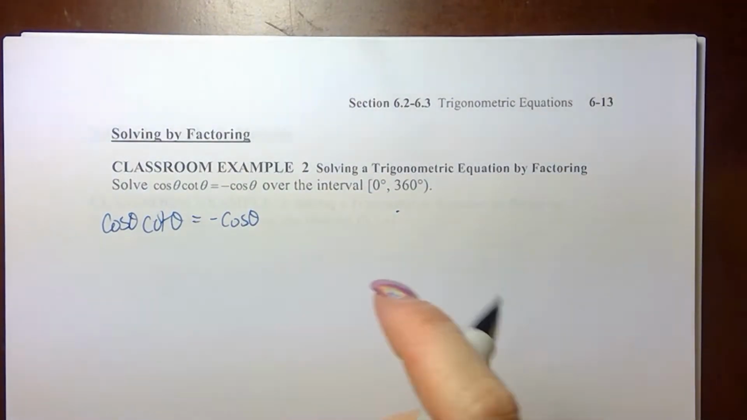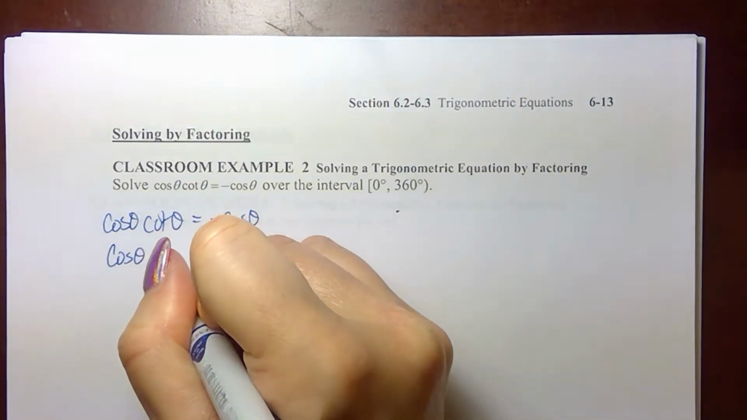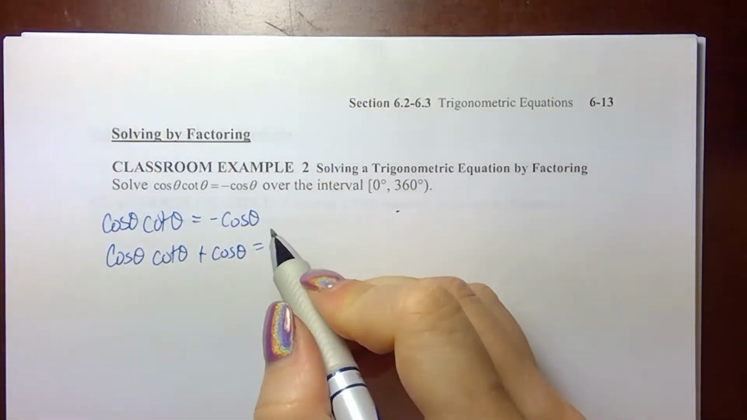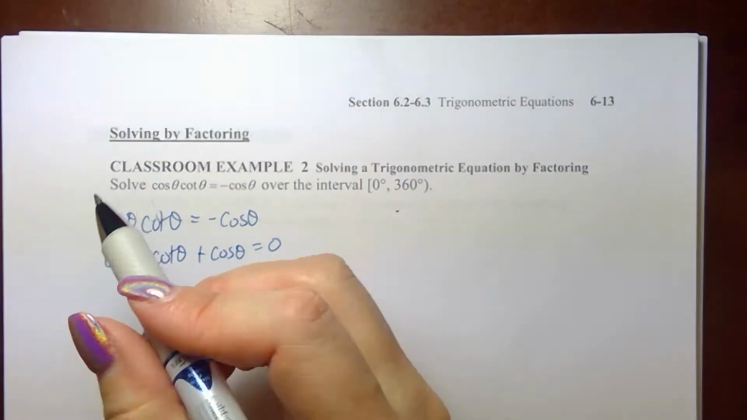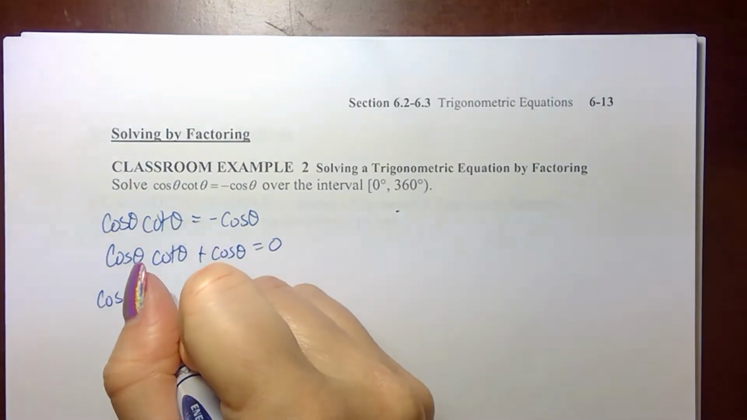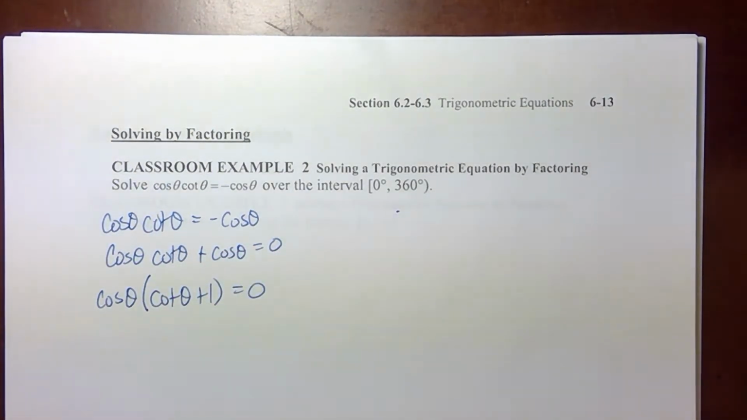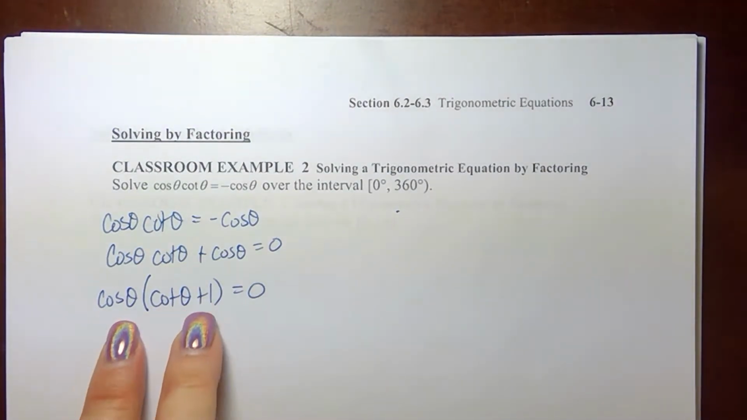I'm going to set it equal to 0 because that tends to make things a little easier to solve. So cosine theta cotangent theta plus cosine theta when I move that term across my equal sign. And then I see that I have a common factor. So I've got cosine theta times cotangent theta plus 1. I've factored out that common factor. Now I have cosine theta times this binomial factor.